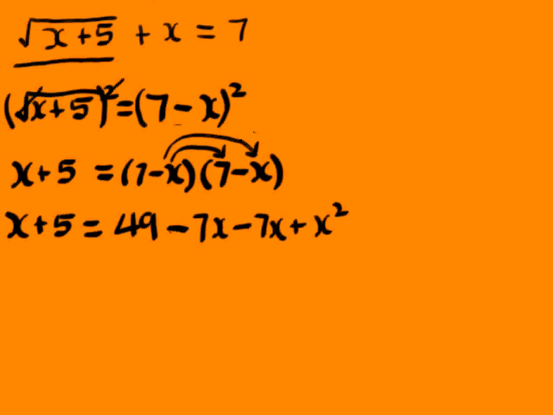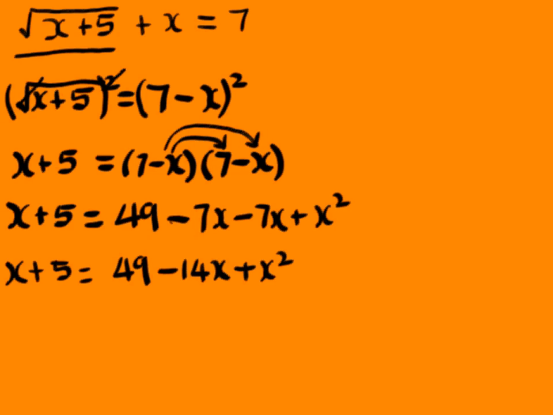So in the aftermath we have x plus 5 equal to 49, and minus 7x minus 7x gives us minus 14x, plus x squared. Now we rearrange the equation on the right hand side. We still have x plus 5 here, equal to, and notice that on the right hand side we have a quadratic equation.